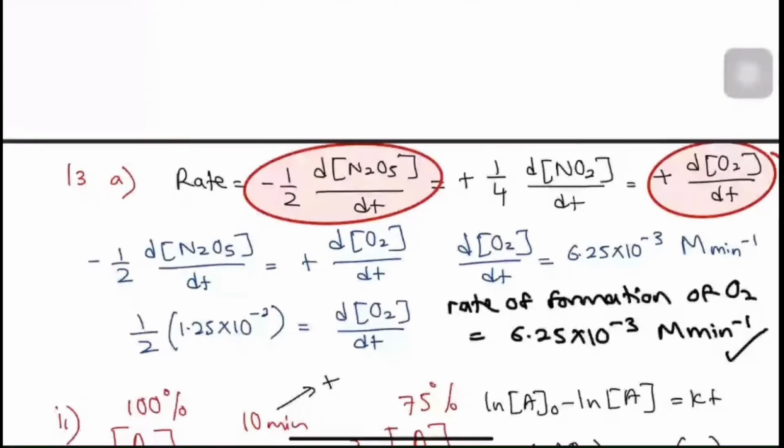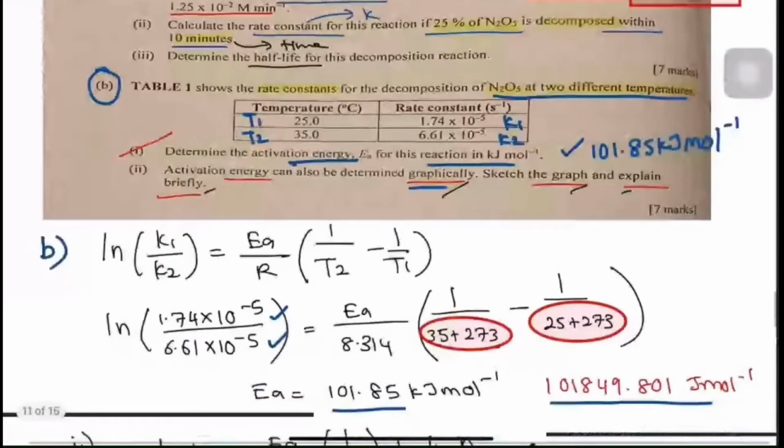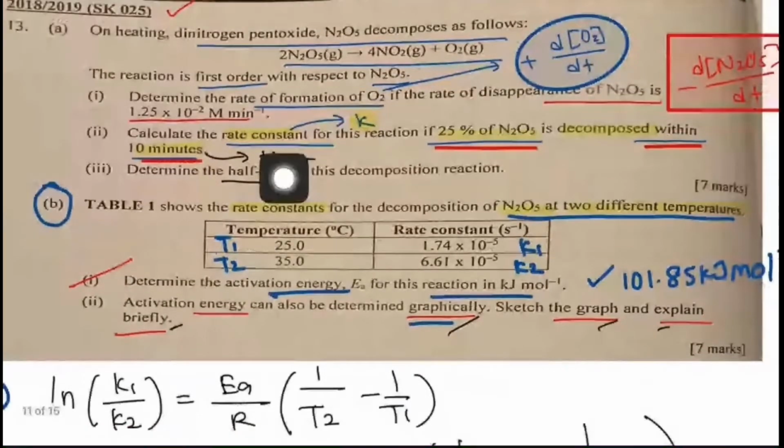Okay, right. So now let's look at the second question on A, which is calculate the rate constant. I would encourage you to write it with the correct alphabet. For this reaction, 25% of N2O5 is decomposed within 10 minutes. Now you have to transform this into a mathematical sentence. So let's do that.